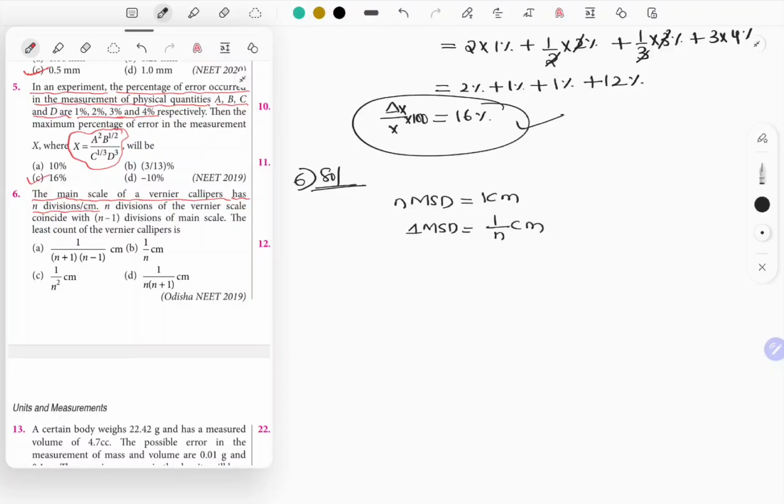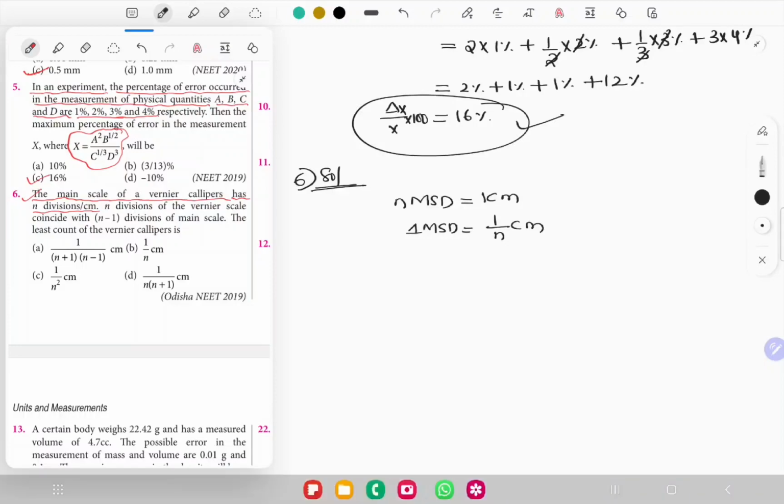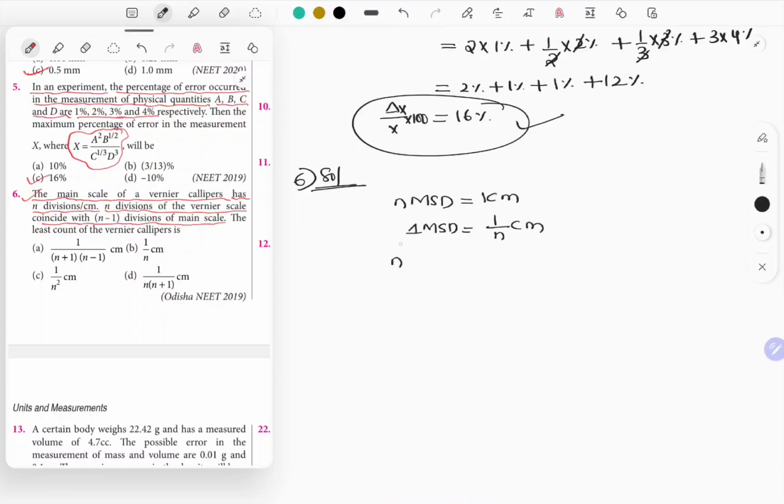So whatever the line that I have marked here represents this one. The main scale of vernier calipers has n divisions per centimeter. That's what I wrote. For 1 centimeter, how many MSDs are there? n MSD. Then 1 MSD is equal to 1 by n centimeter. Okay, let's move on to the question. Now, n divisions of vernier scale coincide with n minus 1 divisions of main scale. Let me represent that. n vernier scale divisions, that is VSD, are matching n minus 1 main scale divisions.